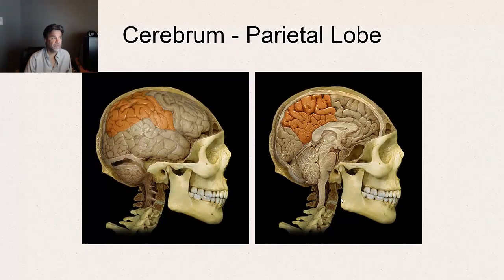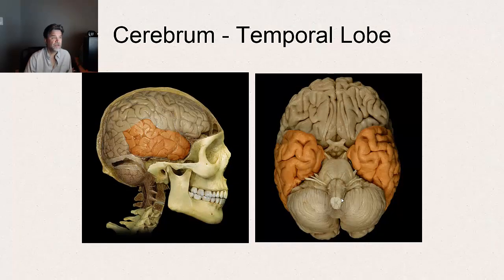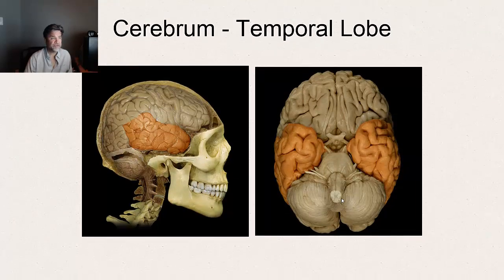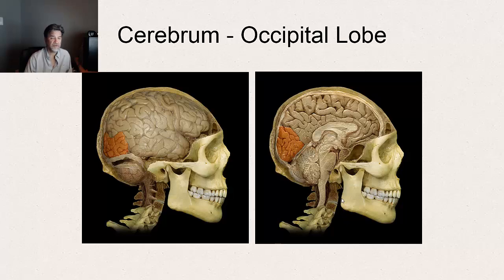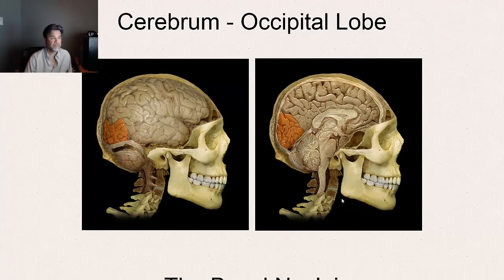There's the parietal lobe, found just caudal to the frontal lobe, the temporal lobes along the lateral margins of the brain, and the occipital lobe in the posterior aspect of the brain.